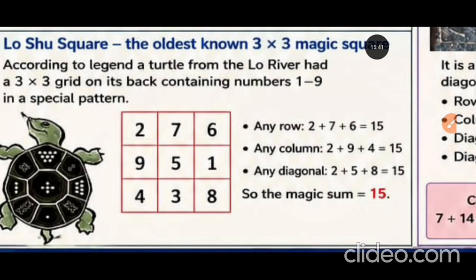Now this is called Lo Shu square, the oldest known 3 by 3 magic square. According to legend, a turtle from the Luo River had a 3 by 3 grid on its back containing numbers 1 to 9 in a special pattern. So these Lo Shu square numbers are able to check the personality of a person as we have the horoscope.